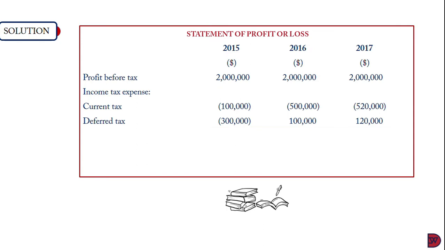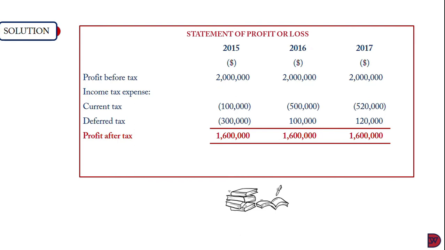So when we come to 2016, it was a decrease. So we credit it. A credit is supposed to increase profits, increase the tax. Okay. So we will add it. In 2017, there was also a decrease of 120,000. We'll also add it up. So the profit after tax for 2015 will be $1.6 million. The same for 2016 and the same for 2017.